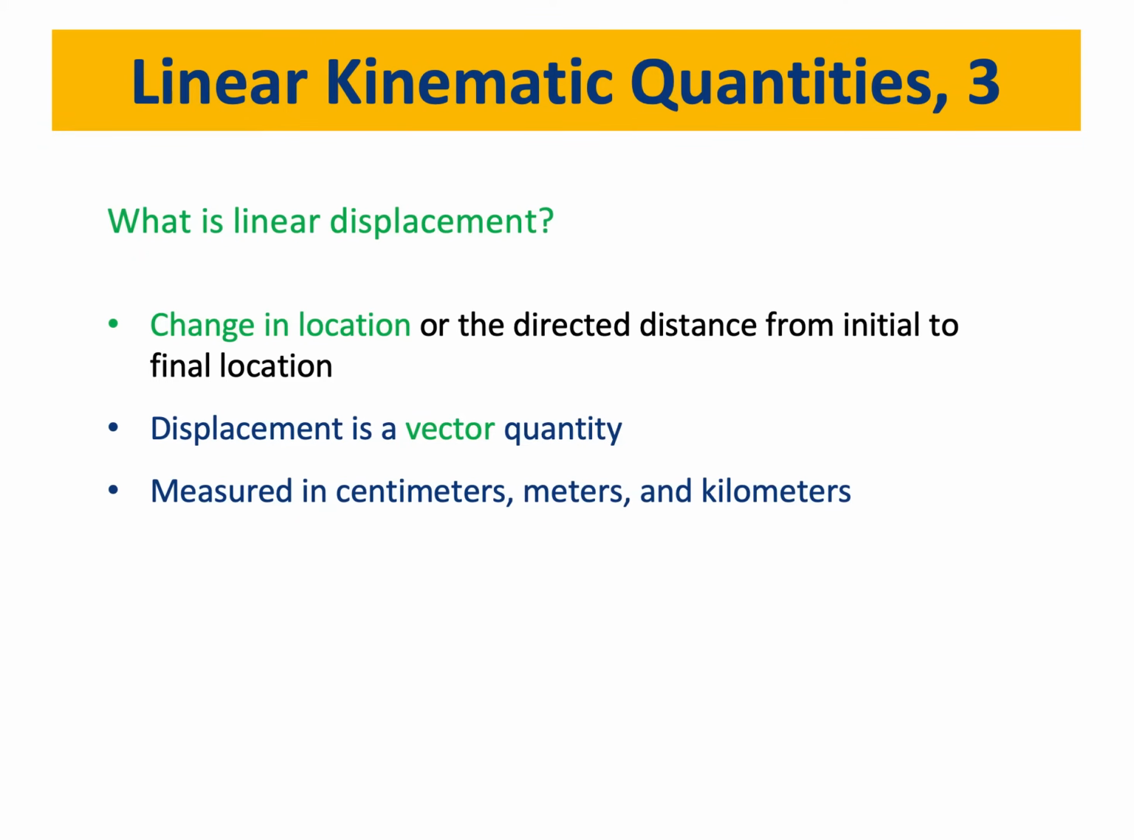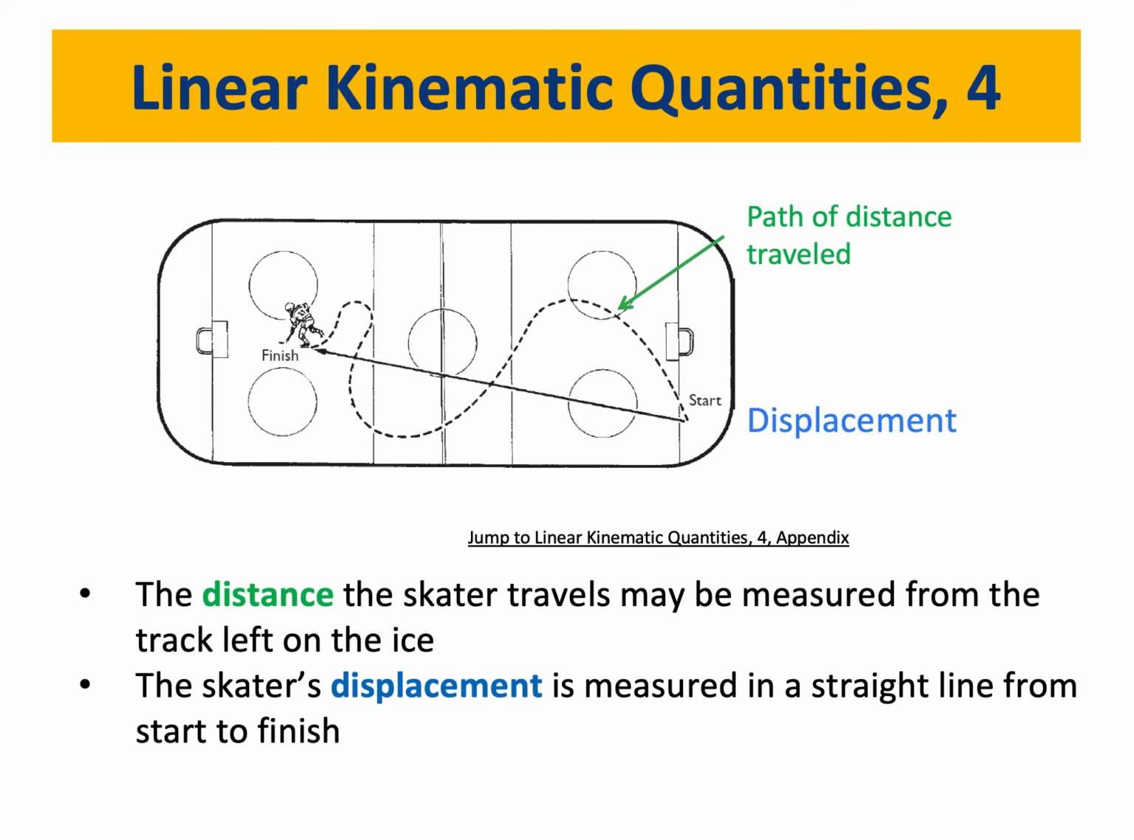The first thing we would like to look at is displacement, which is defined as the change in location, or the directed distance from initial to final location. That's displacement. It is a vector quantity, and it is measured in centimeters, meters, or kilometers. And it is different from distance.